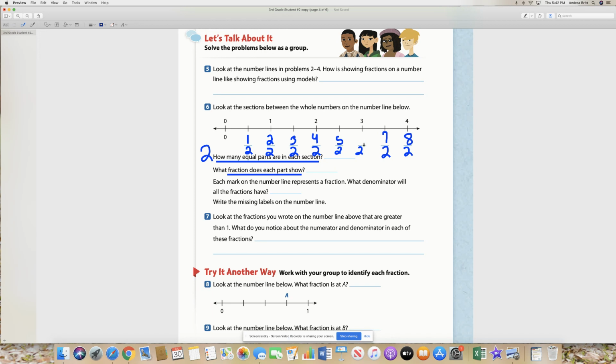Now there are other ways to write these fractions. These are just fractions greater than 1 written like that. Each mark on the number line represents a fraction. What denominator will all the fractions have? All the fractions are going to have a denominator of 2.